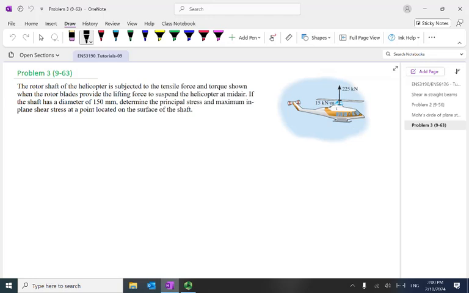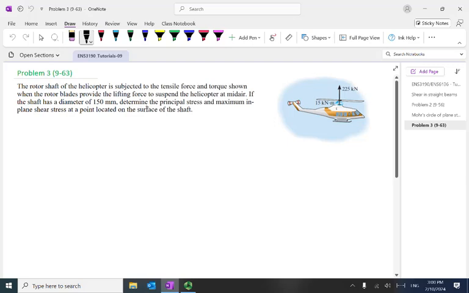The rotor shaft of a helicopter is subject to tensile force and torque, shown here. You can see the torque and the tension here, when the rotor blades provide the lift force to suspend the helicopter in mid-air. So let's have a load and a rotation, okay? If the shaft has a diameter of 150 millimeter, that's the diameter of this one, 150.